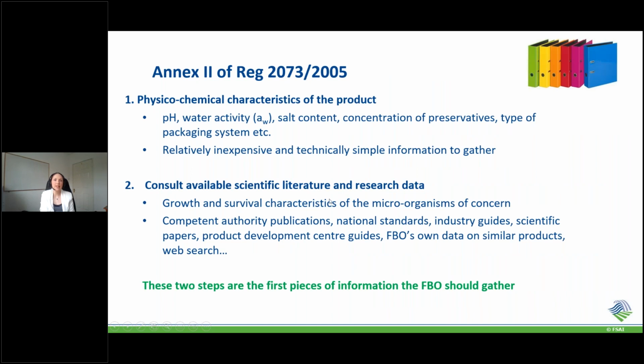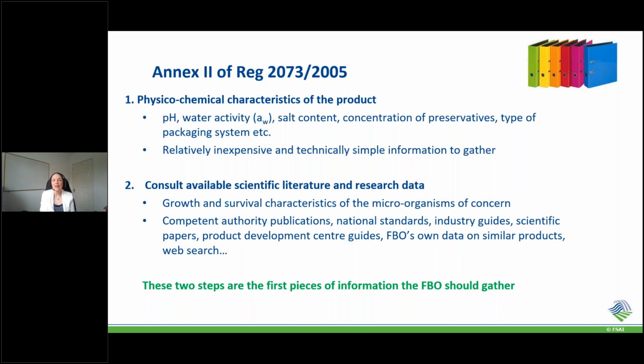So the studies in Annex 2 of that legislation, the first two are really pieces of information that the food business operator should be able to gather very easily. The first one is around the physiochemical characteristics of your product. So things that we talked about, the internal characteristics and the external characteristics. So the pH, the water activity, are you using preservatives, how is it packaged? All of these things you can gather and put into your product spec.